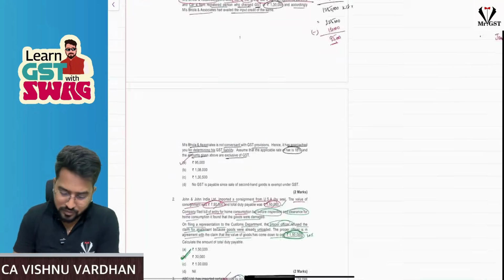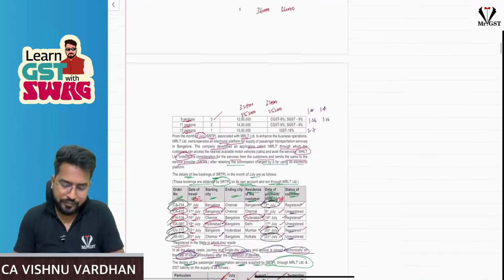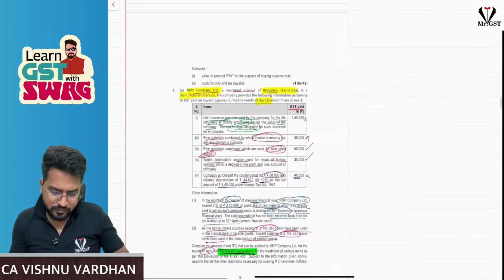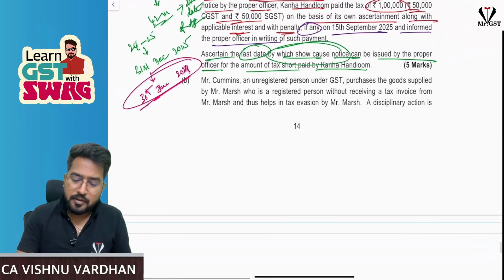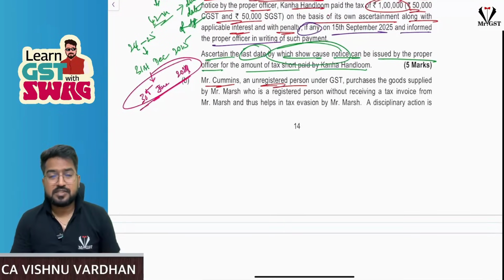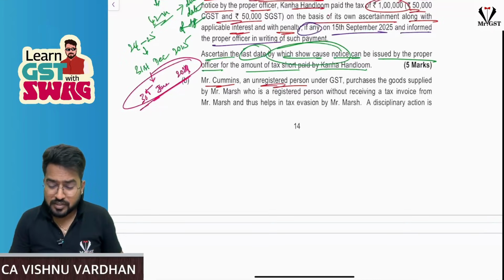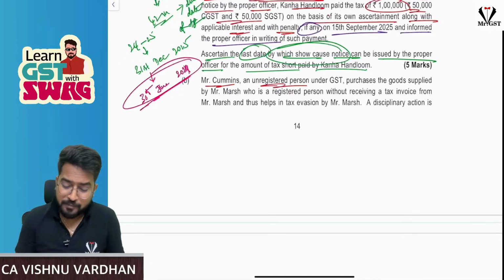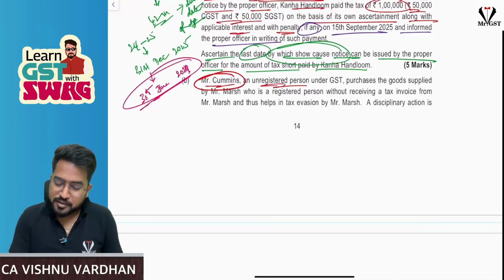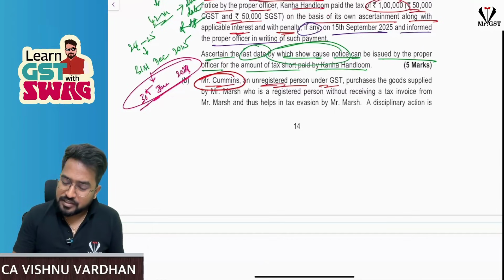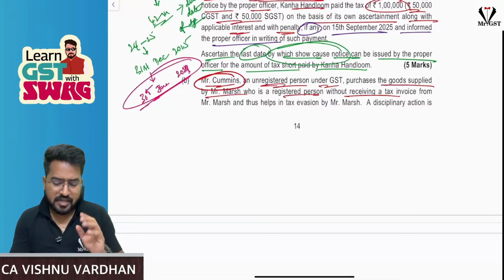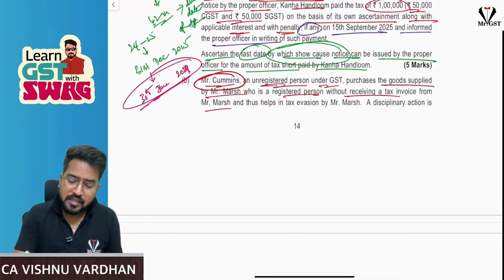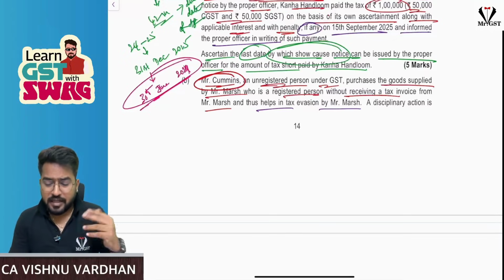So if you see the next one, the next question is regarding Mr. Cummins, an unregistered person. Cummins, the name which most Indian cricket fans will be hating. Of course, Pat Cummins. Okay, not just Cummins. So under GST, he is unregistered. He is purchasing goods supplied by Mr. Marsh, who is a registered person, without receiving a tax invoice from Mr. Marsh, and thus he is helping Marsh in tax evasion.